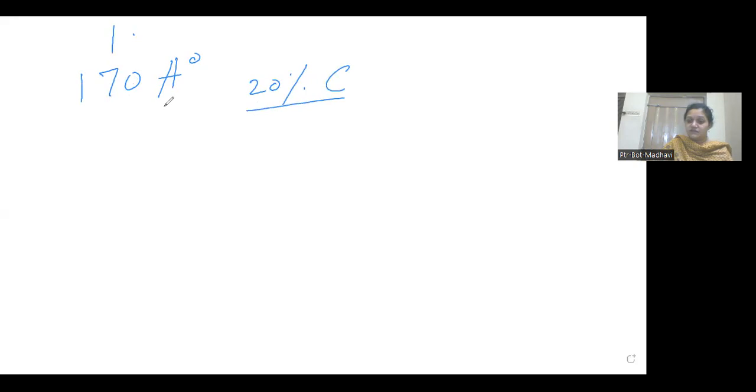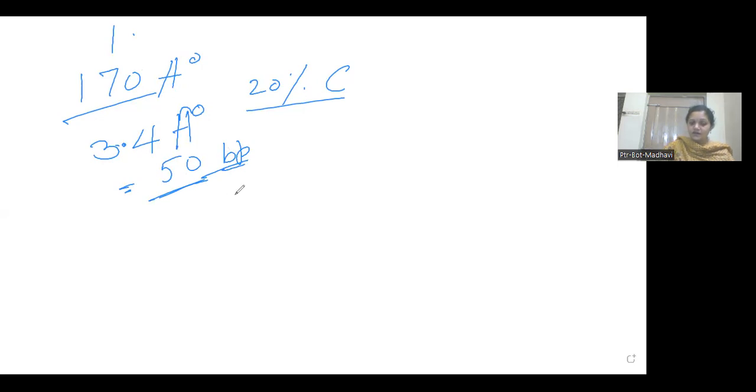If 170 angstroms is the length, then what is the base pair length in the standard DNA? That is 3.4 angstroms. So 170 divided by 3.4. If we solve this, we get 50 base pairs. Base pairs means two strands.